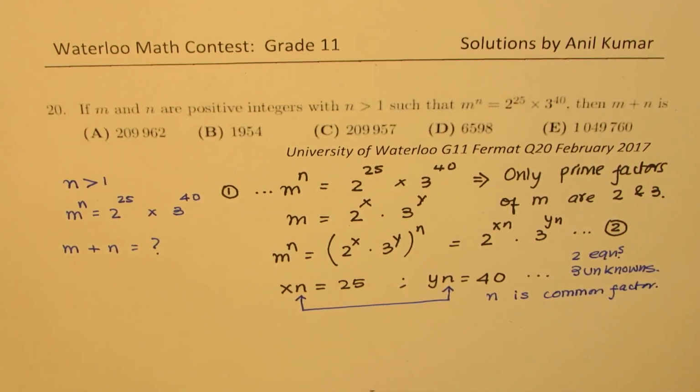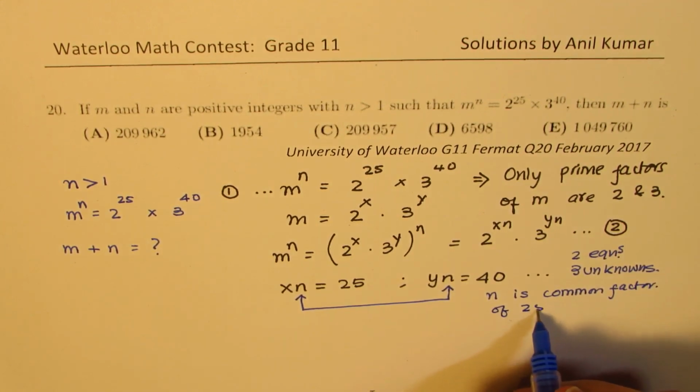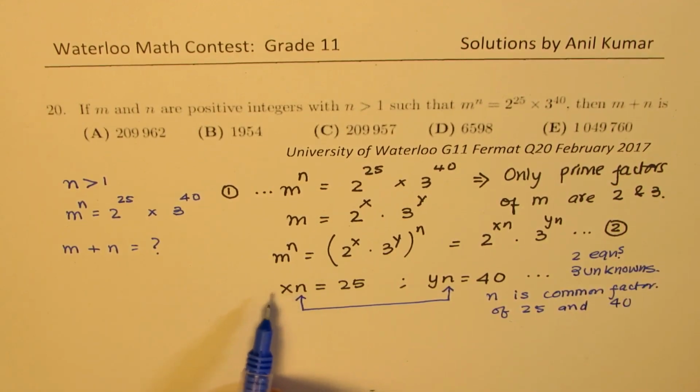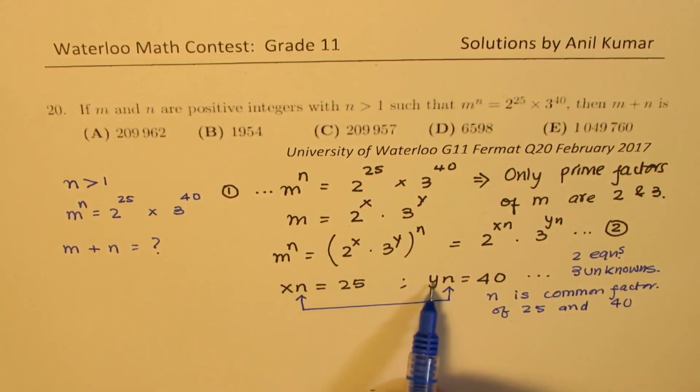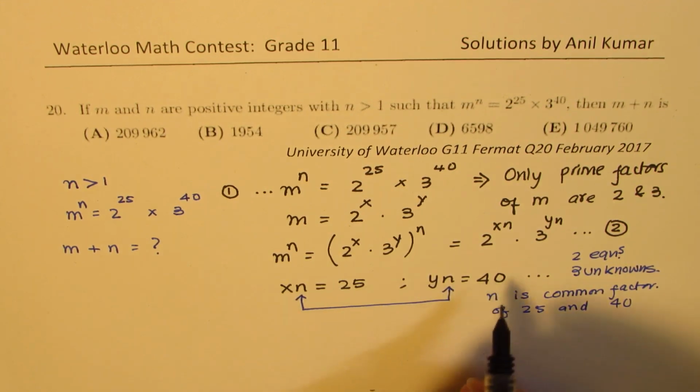So let's find the common factor of 25 and 40. That should be n, correct? So n is a common factor of 25 and 40. Perfect. Since x times n is 25 and y times n is 40, n is a common factor. Perfect. So you know what is the common factor of 25 and 40?